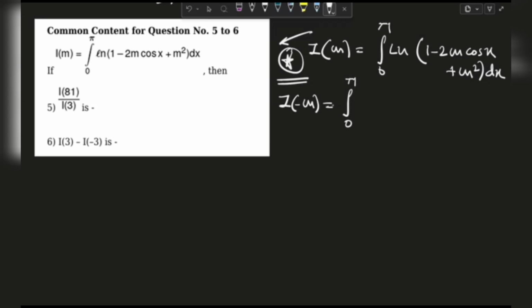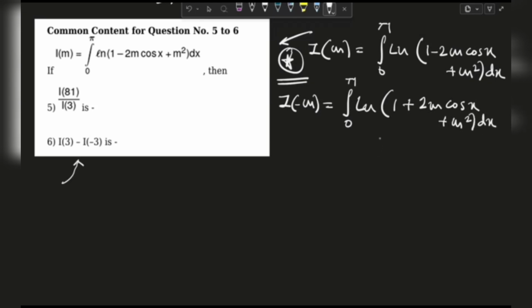Basically, the idea behind writing I of minus m is because they have given it here. That's why. So this thing is ln of 1 plus, because of minus m, plus 2m cos x and plus m square dx.